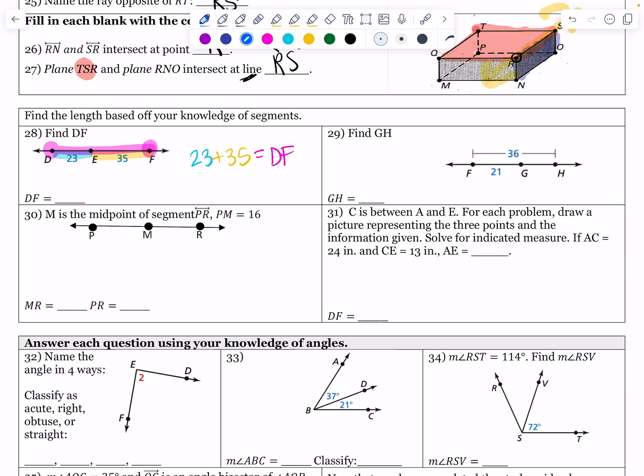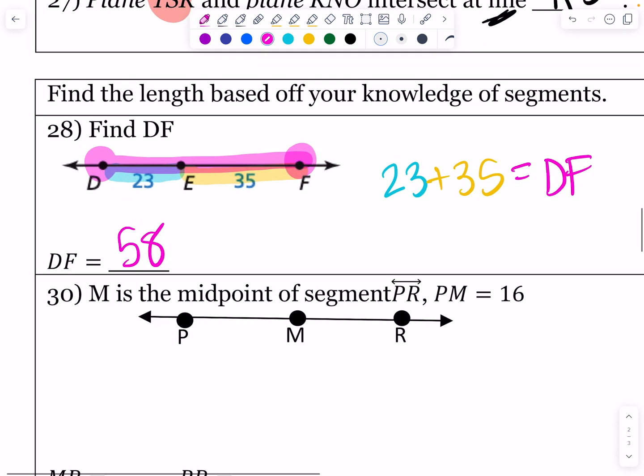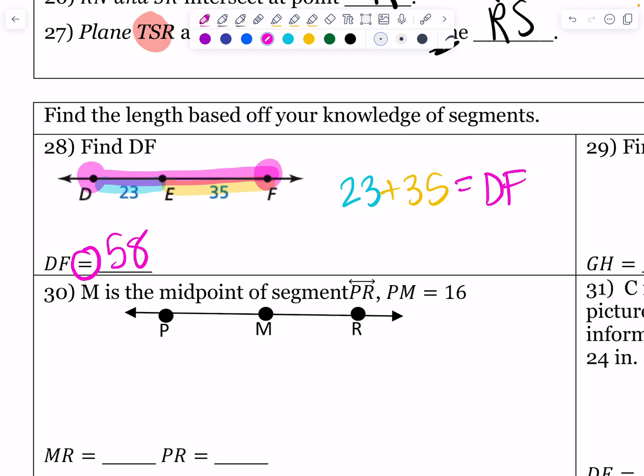So what is 23 plus 35? We know that that is going to be 58. So my answer to that segment is going to be a length of 58. How do I know that that's a number I'm filling in? Because it says DF equals. So I'm going to fill in a numerical value on that one.